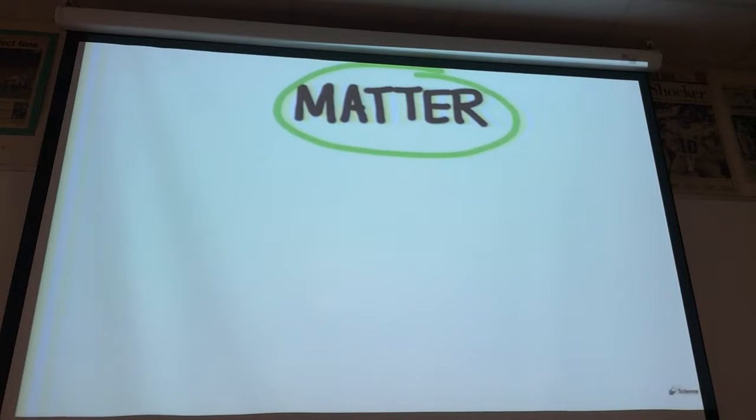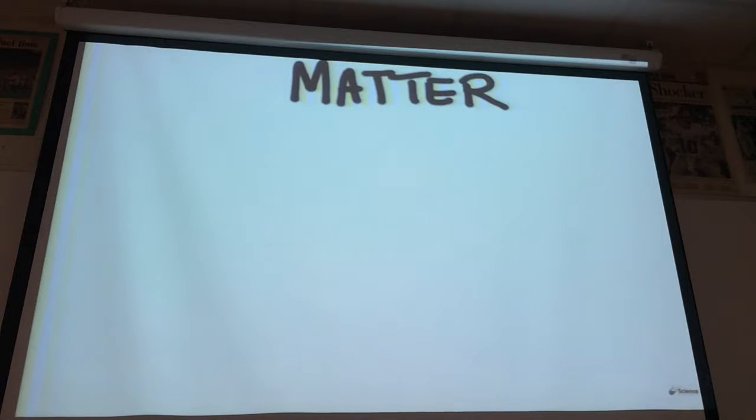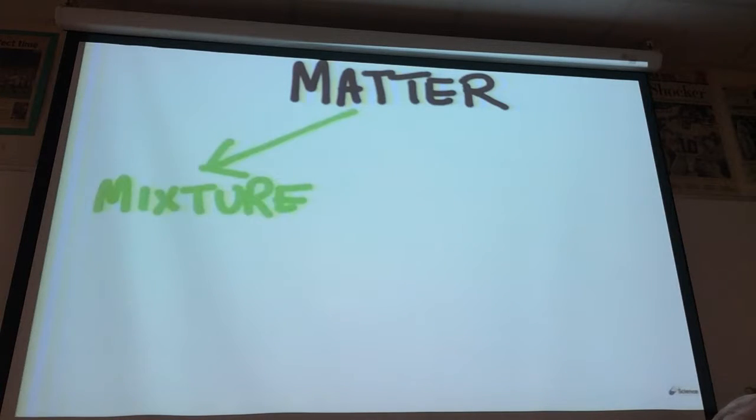Remember that matter is anything that has mass and takes up space, or in other words, has volume. This is a very broad definition, so let's break it down so we can better understand the different types of matter. One way that we can categorize matter is based on its purity. Most of the matter in the universe is found in a mixture. And a very small amount of matter in the universe is found as a pure substance.